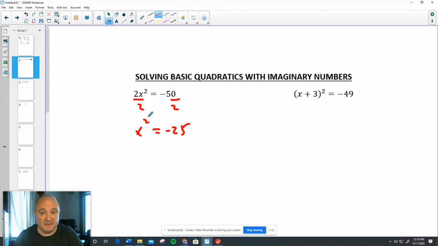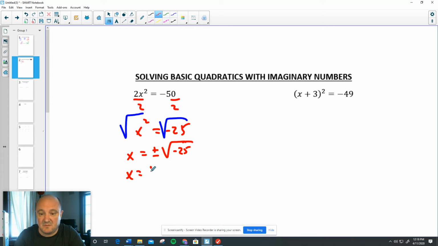I don't want to know what x squared is. I want to know what x is. So I'm going to square root both sides. When I square root x squared, I get x, but what pops up? A plus minus. And I have then the square root of negative 25. Now this is normally the situation where you'd say, oh, no solutions. But now with imaginary numbers, we know what to do next.